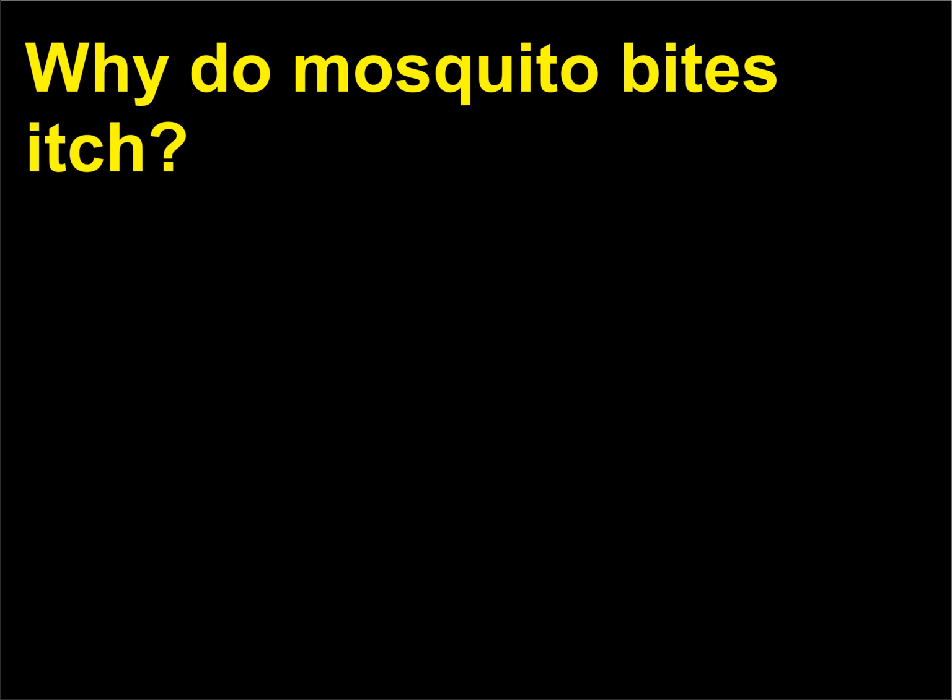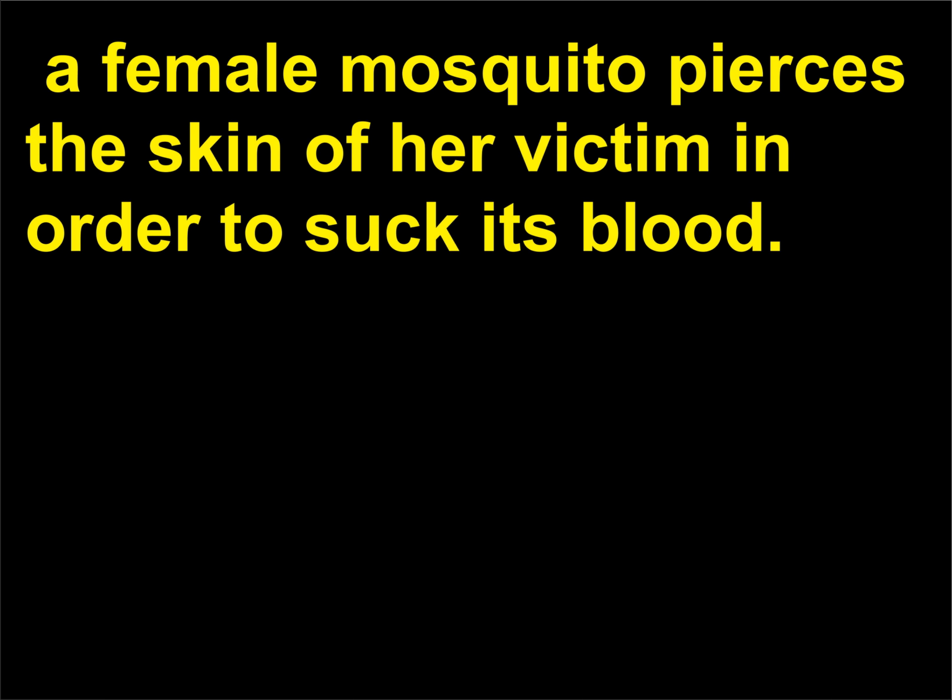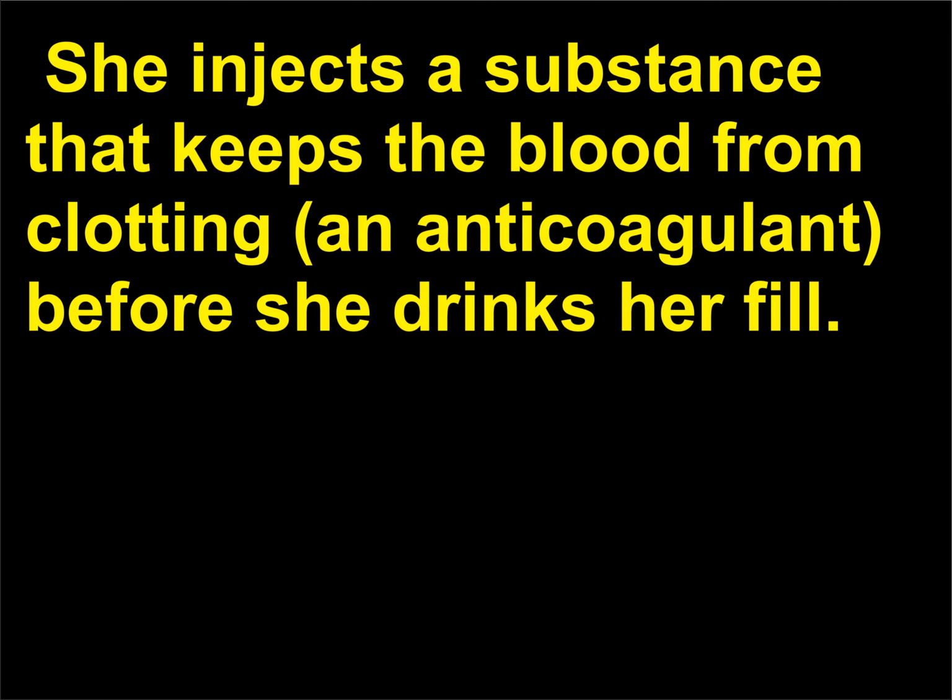Why do mosquito bites itch? With her long, slender mouth parts, a female mosquito pierces the skin of her victim in order to suck its blood. She injects a substance that keeps the blood from clotting, an anticoagulant, before she drinks her fill.